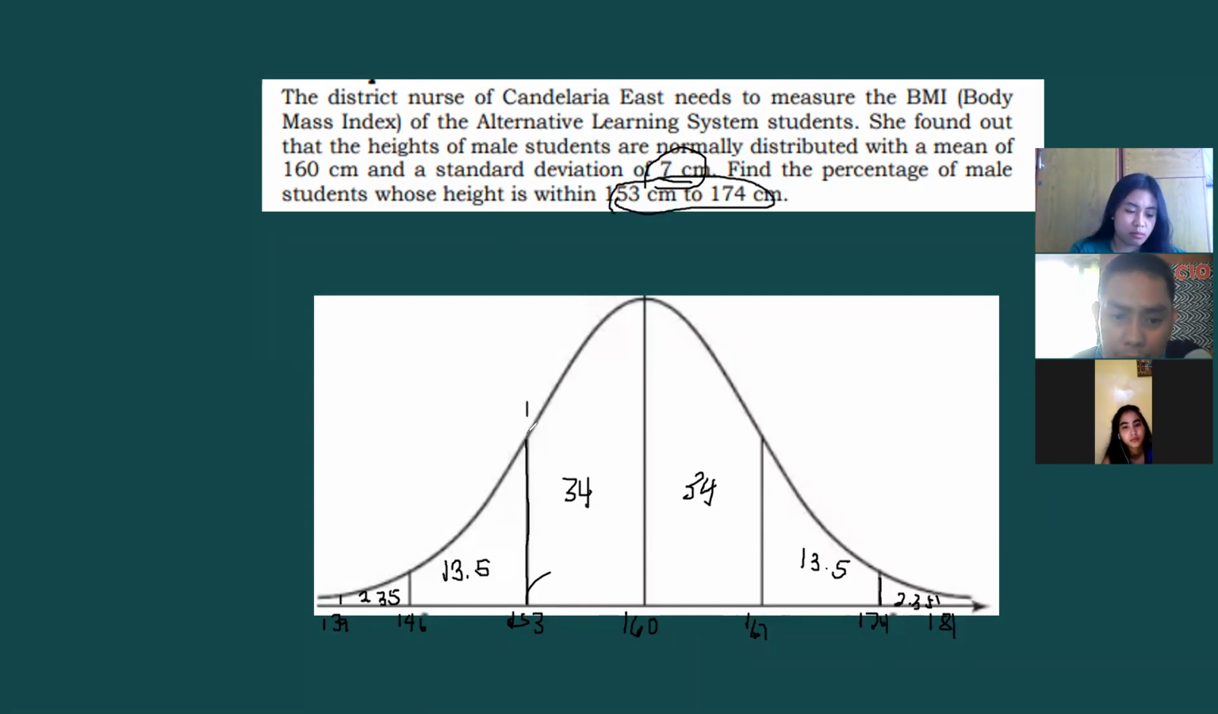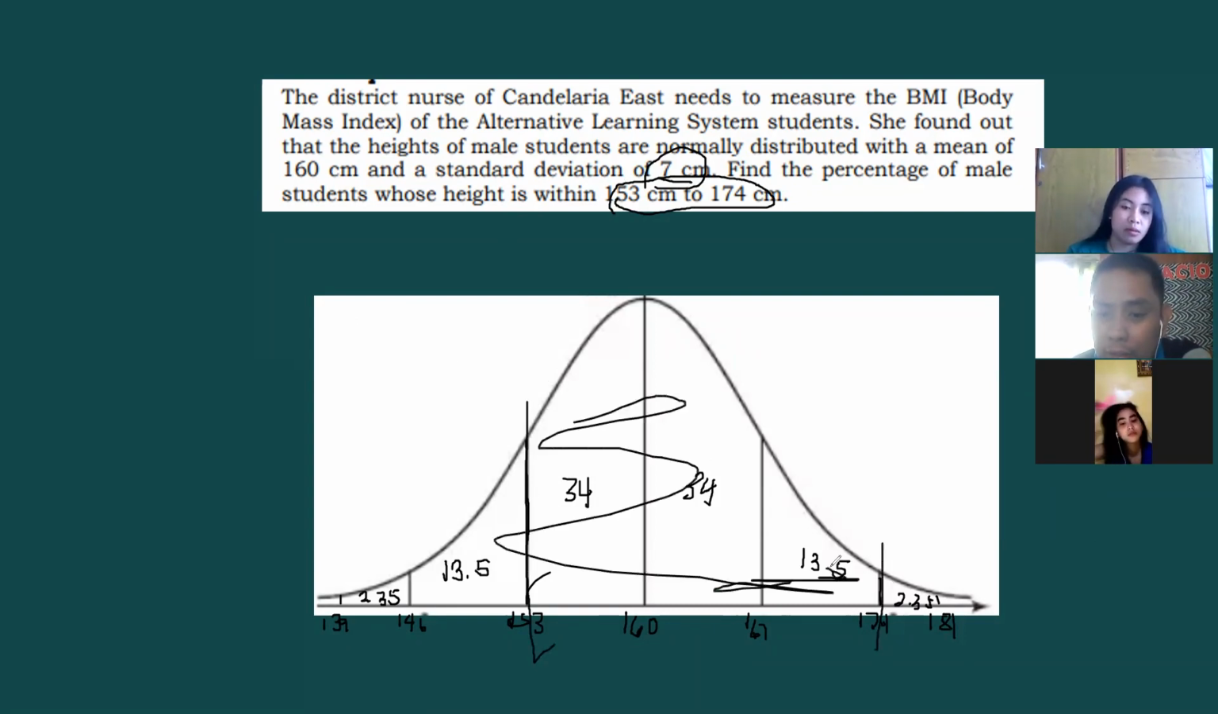So ngayon, ang tanong natin is from 153 to 174. So ito yon, 153 to 174. So ano yung area nito? So that's 34 plus 34 plus 13.5. That's 81.5. The correct answer is 81.5%.